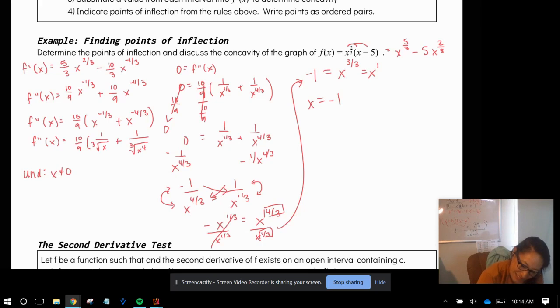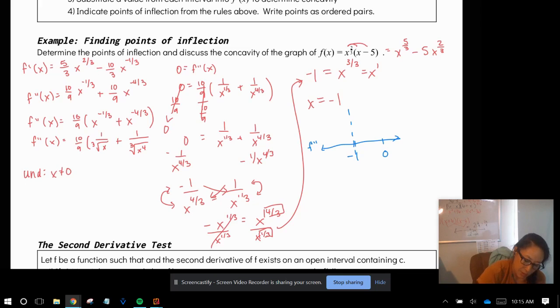All right, next up is to apply the number line. So I have an f double prime number line. Negative 1 is an undefined value, and 0 is another value, our critical number of f double prime. So we are going to test the intervals.